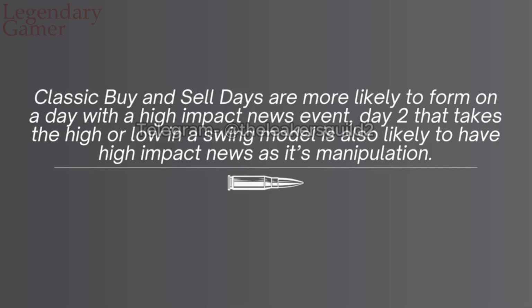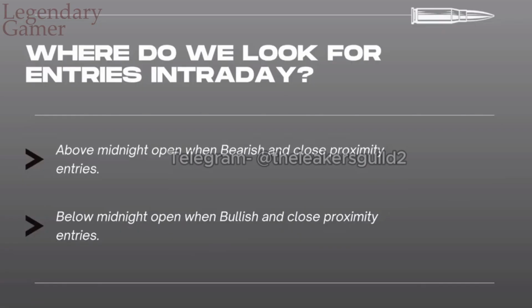A classic buy and a classic sell day are more likely to form a day with a high impact news event. So day 2 that takes the high or low in a swing model is also likely to have high impact news as its manipulation. So where do we look for entries intraday?